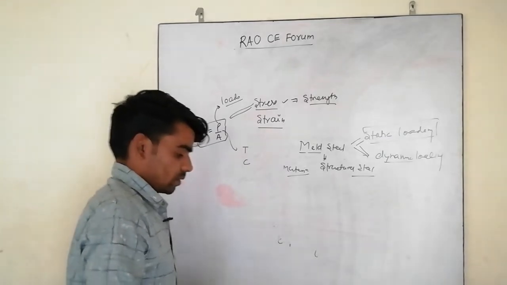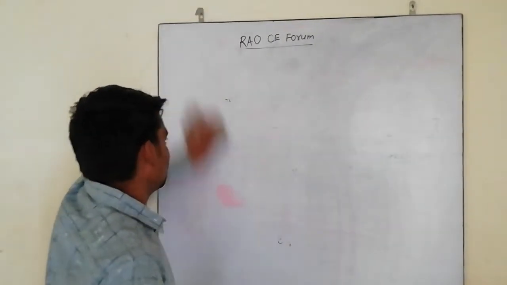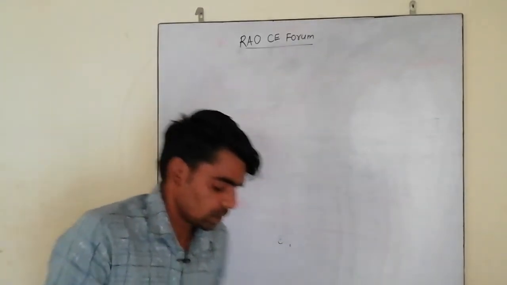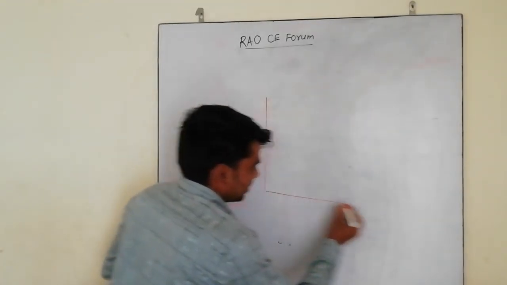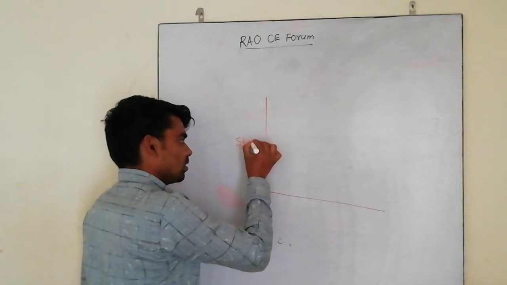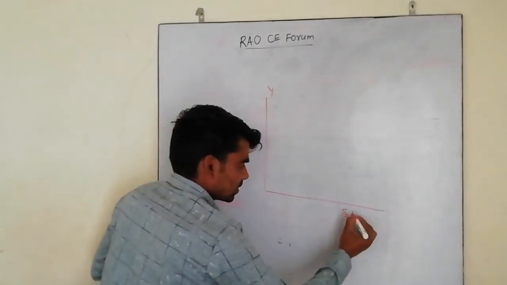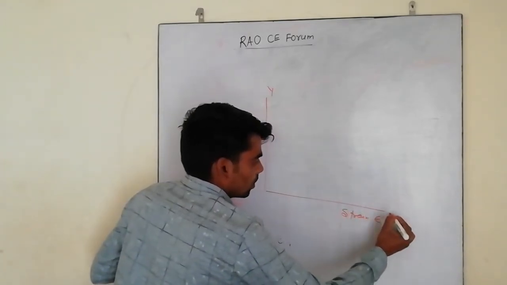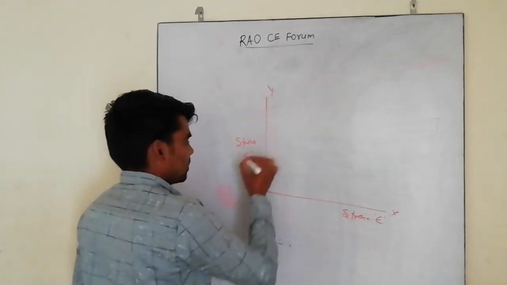Then in the stress strain diagram, we should know that stress is denoted on the y-axis and strain is denoted on the x-axis. This is stress and this is strain.